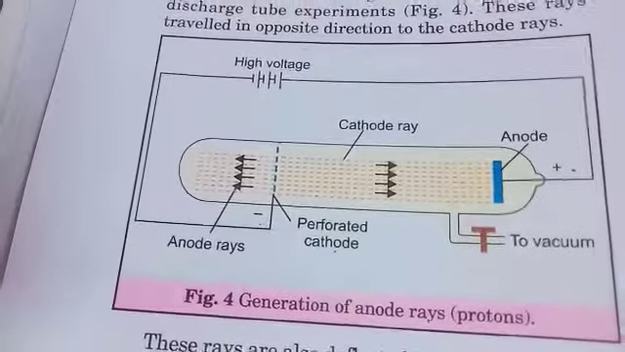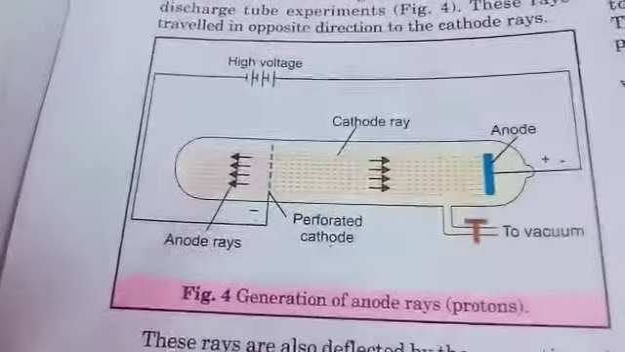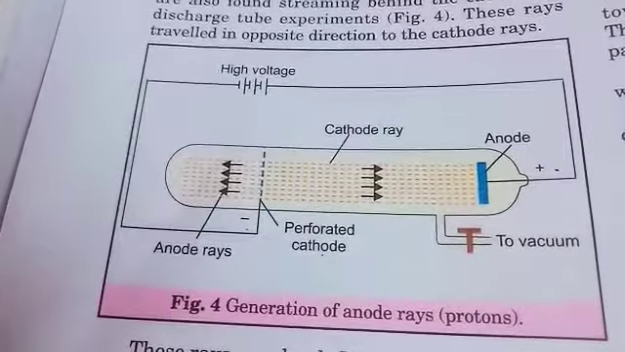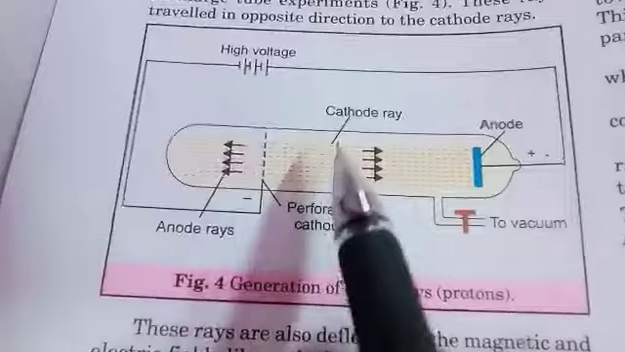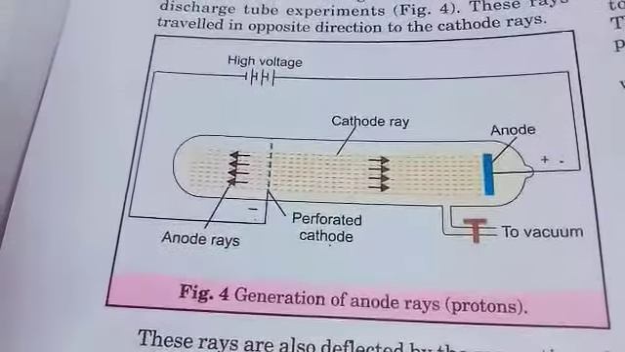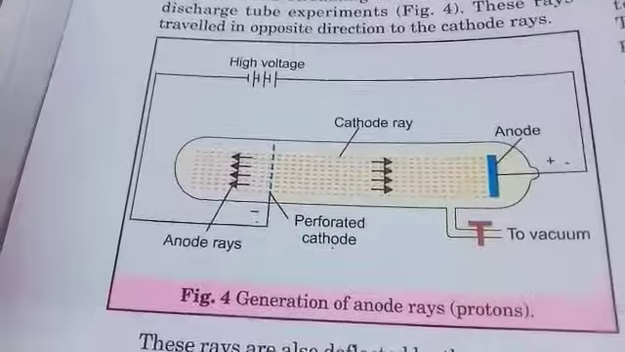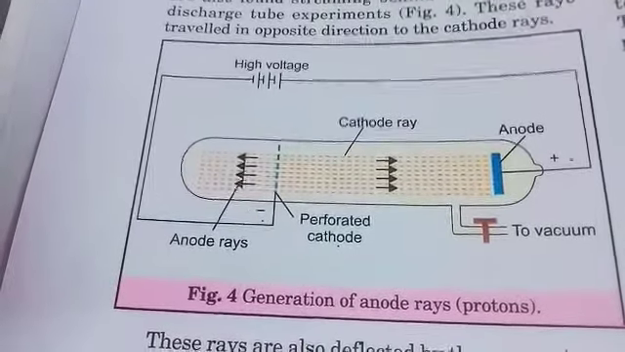Even like cathode rays, these rays also rotate a wheel placed in their path and also have a heating effect. If you put some very light paddle wheel in their path, the wheel starts rotating. This shows that anode rays also have a mechanical effect.